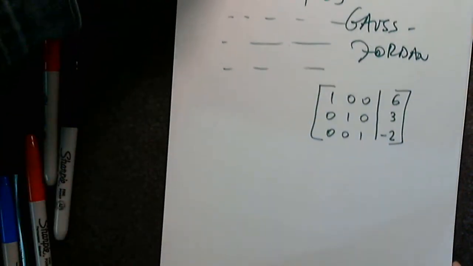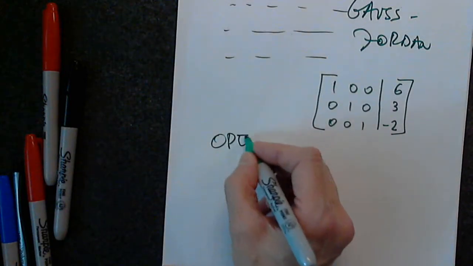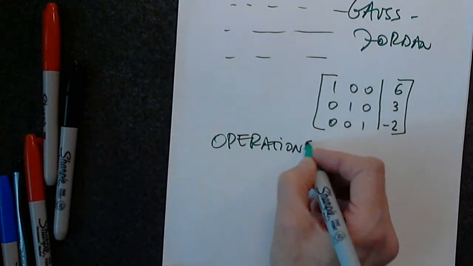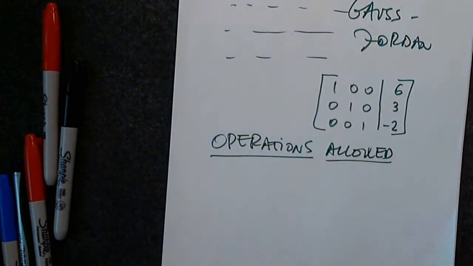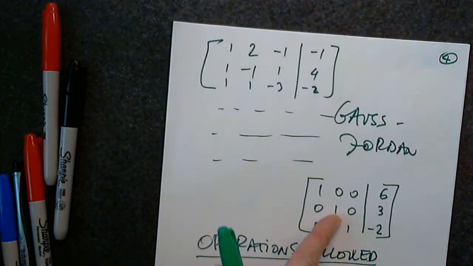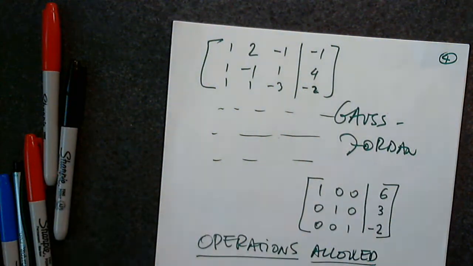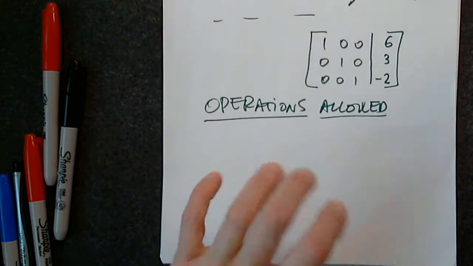Okay. Before we start, we have to clarify the possible operations. Operations allowed. We're not allowed to do whatever we want from the augmented matrix to the final answer. No. There are only three specific operations. Only 3. We cannot do anything else. And here they are. 3.